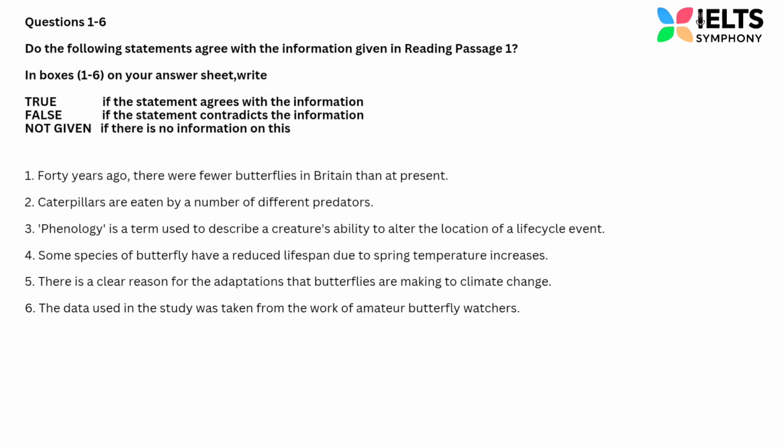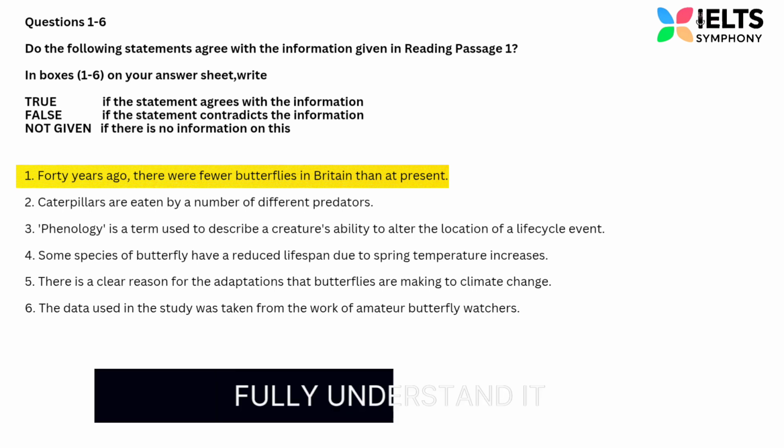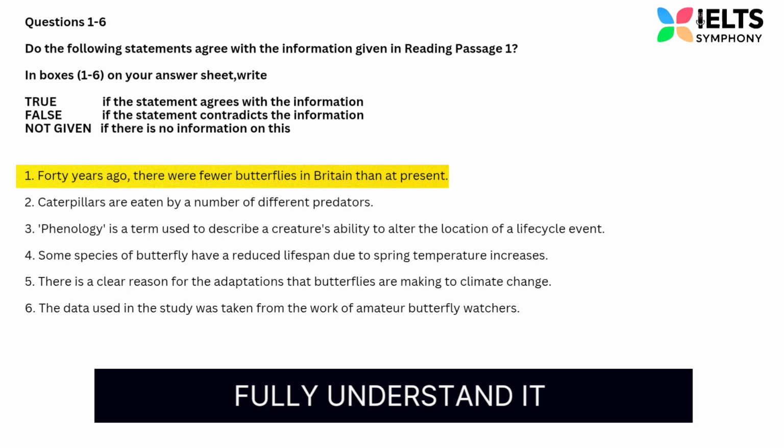I always start by reading the question first. Let's look at the first one. 40 years ago, there were fewer butterflies in Britain than at present. To answer this type of question correctly, you need to fully understand the sentence, or at least get a close understanding of its meaning. This question is quite simple and easy to retain. We can focus on keywords like butterflies and Britain to help us find the right information in the passage.